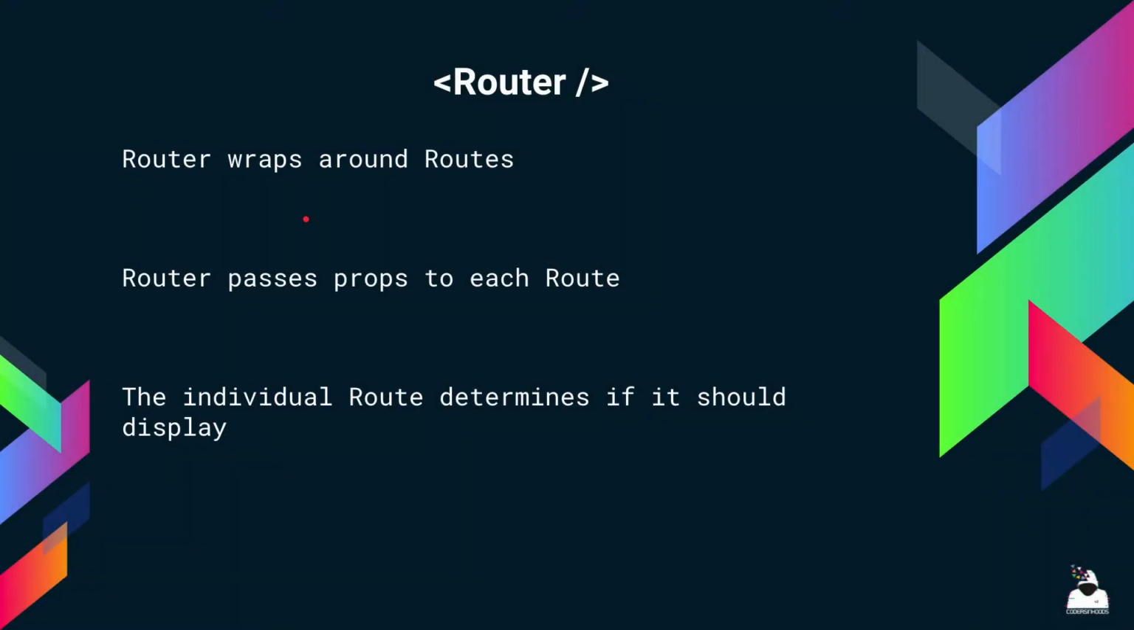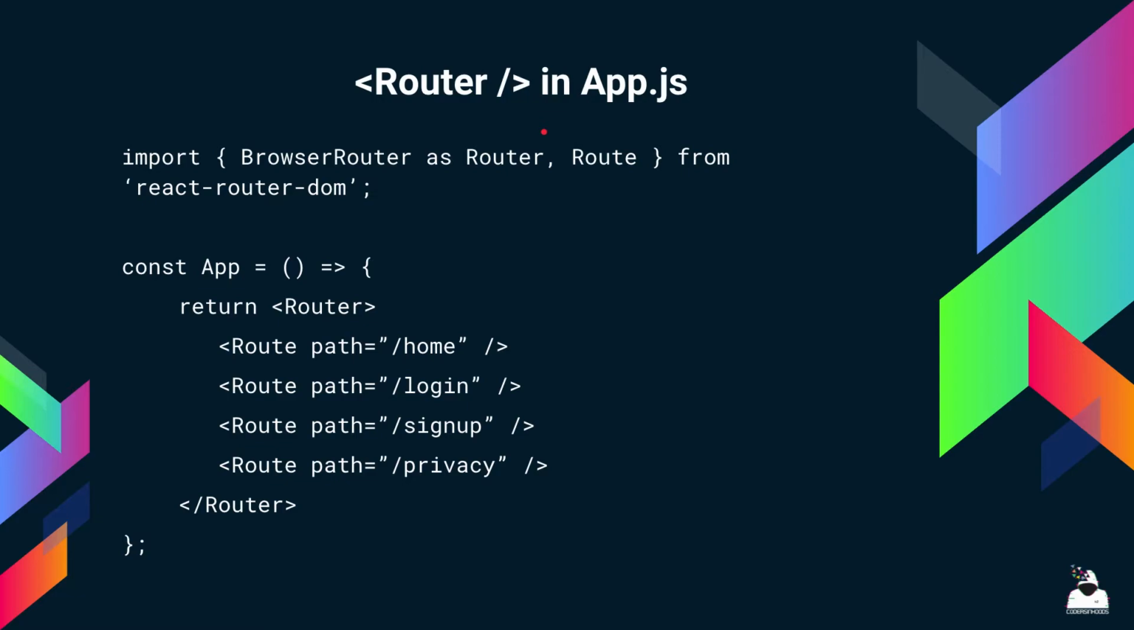Right, so the router wraps around routes. That's what I said. If you want to have routing in your application, the router component needs to be on the top level, and then inside of it need to be routes. The router will pass some props to each route, which mostly happens under the hood, but we can definitely have a look at it later. And the individual route determines if it should display.